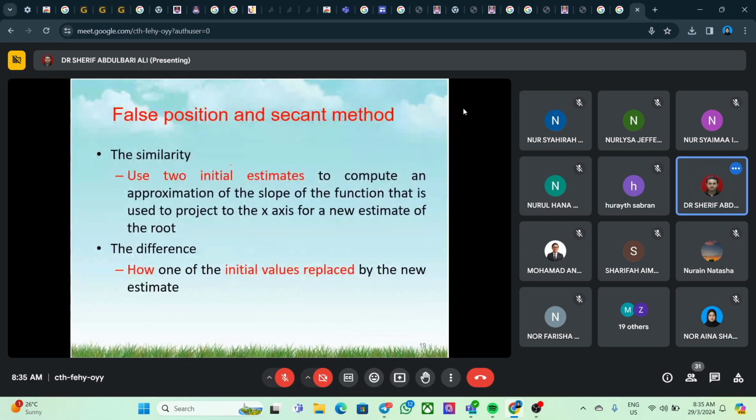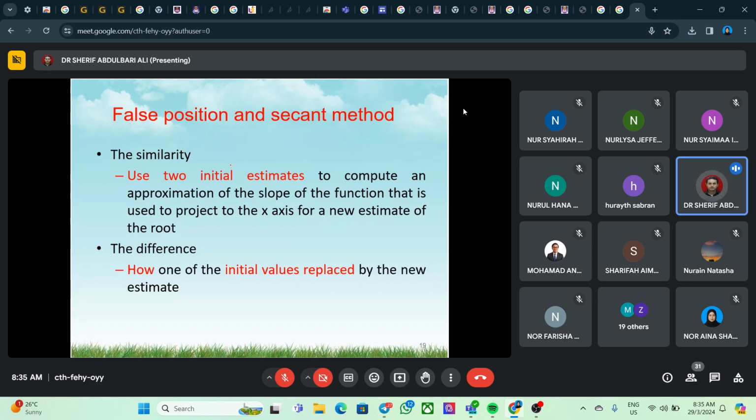Okay, so now before we finish this class, there is a comparison between false position method and secant method. Why are we making the comparison? Because both of them are using the same equations to find a new value of x. So what's the similarity here? Both of them are using two initial values to compute the approximate one. The difference is how one of the initial values is replaced by the new estimate.